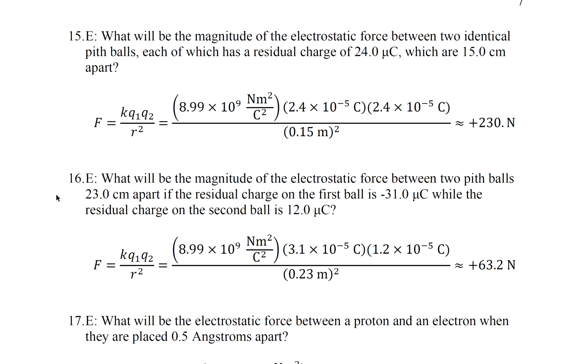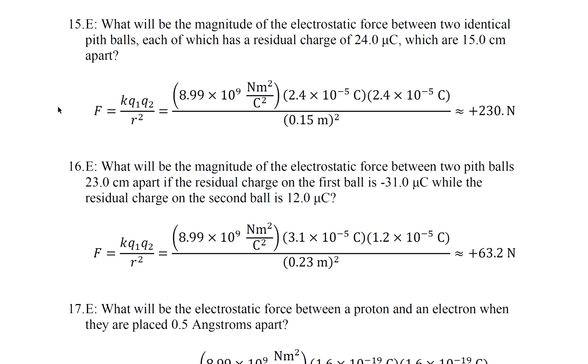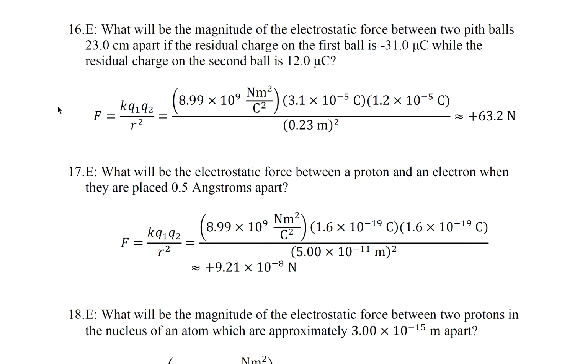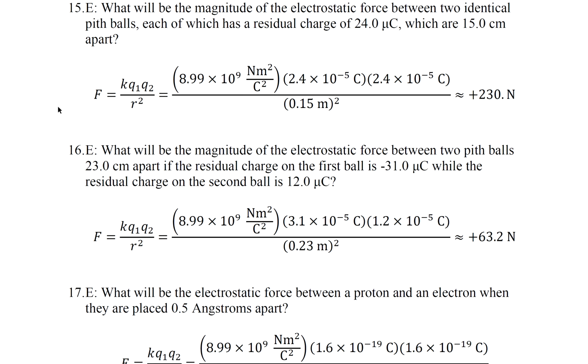Question 15. What would be the magnitude of the electrostatic force between two identical pith balls, each of which has a residual charge of 24 microcoulombs, which are 15 centimeters apart? So just use the equation kqq over r squared. Question 16. What will be the magnitude of the electrostatic force between two pith balls 23 centimeters apart if the residual charge on the first pith ball is minus 31 microcoulombs, while the residual charge on the second pith ball is 12 microcoulombs? So you could see what was done here. Just use kqq over r squared, just like in question 15.